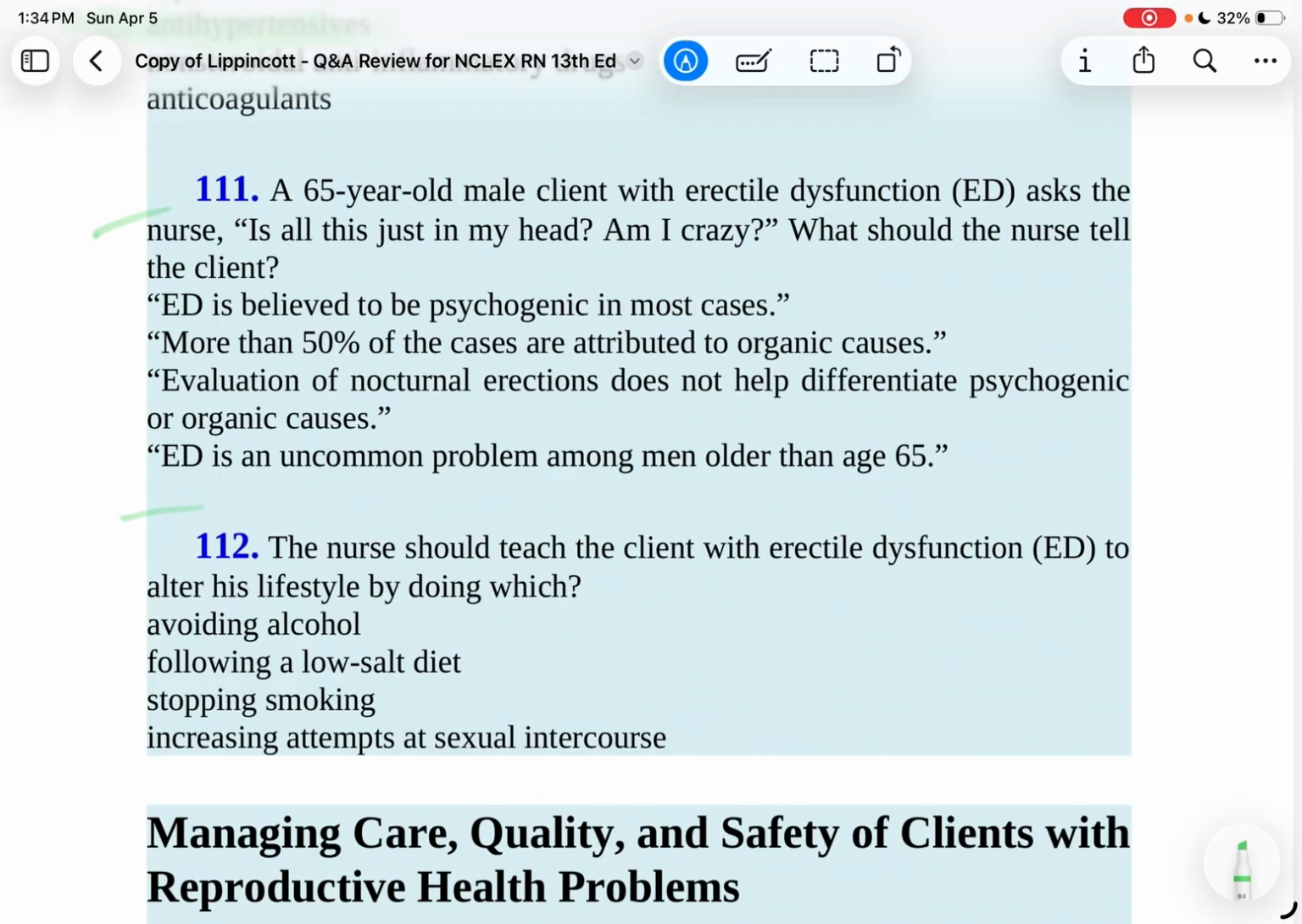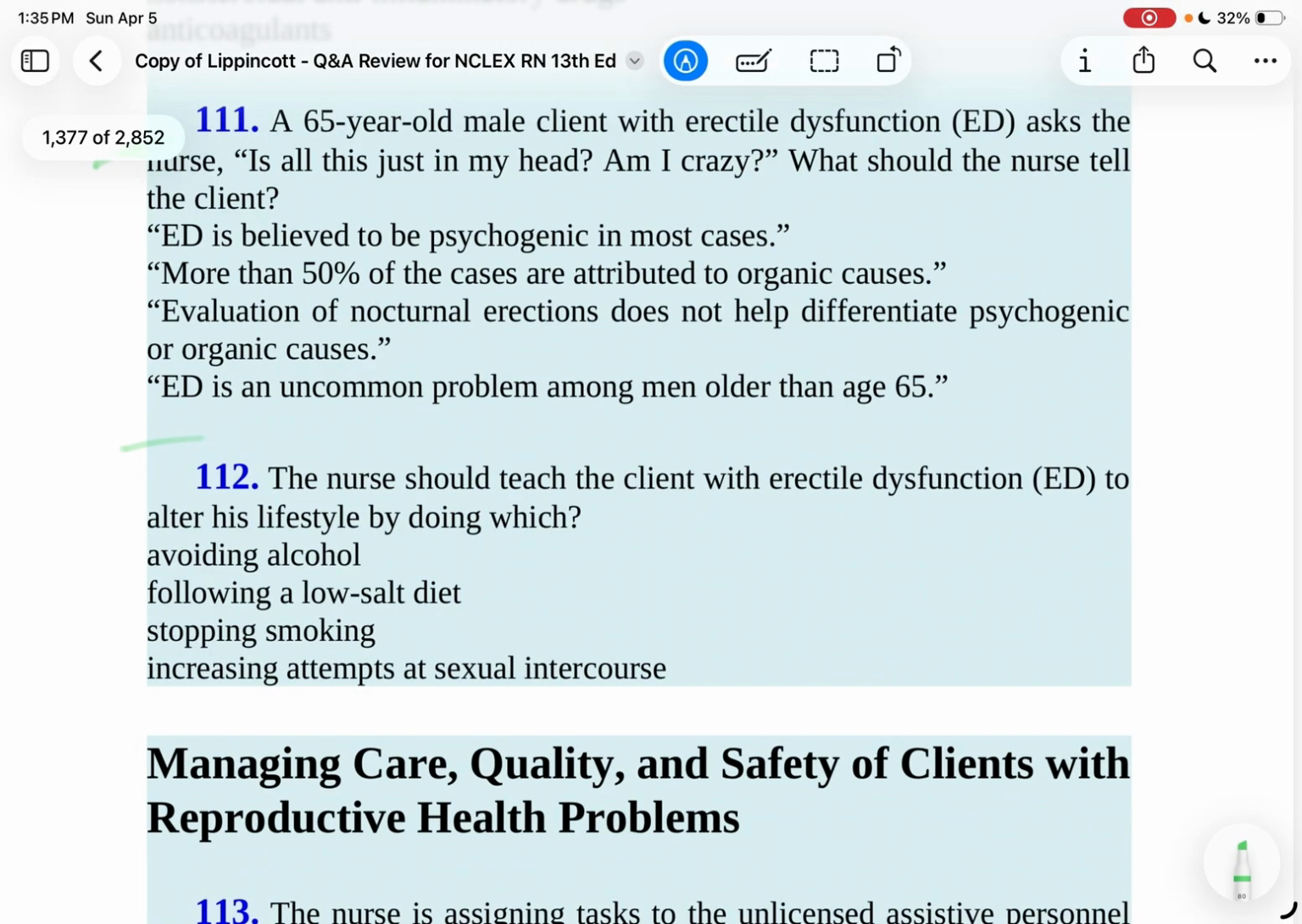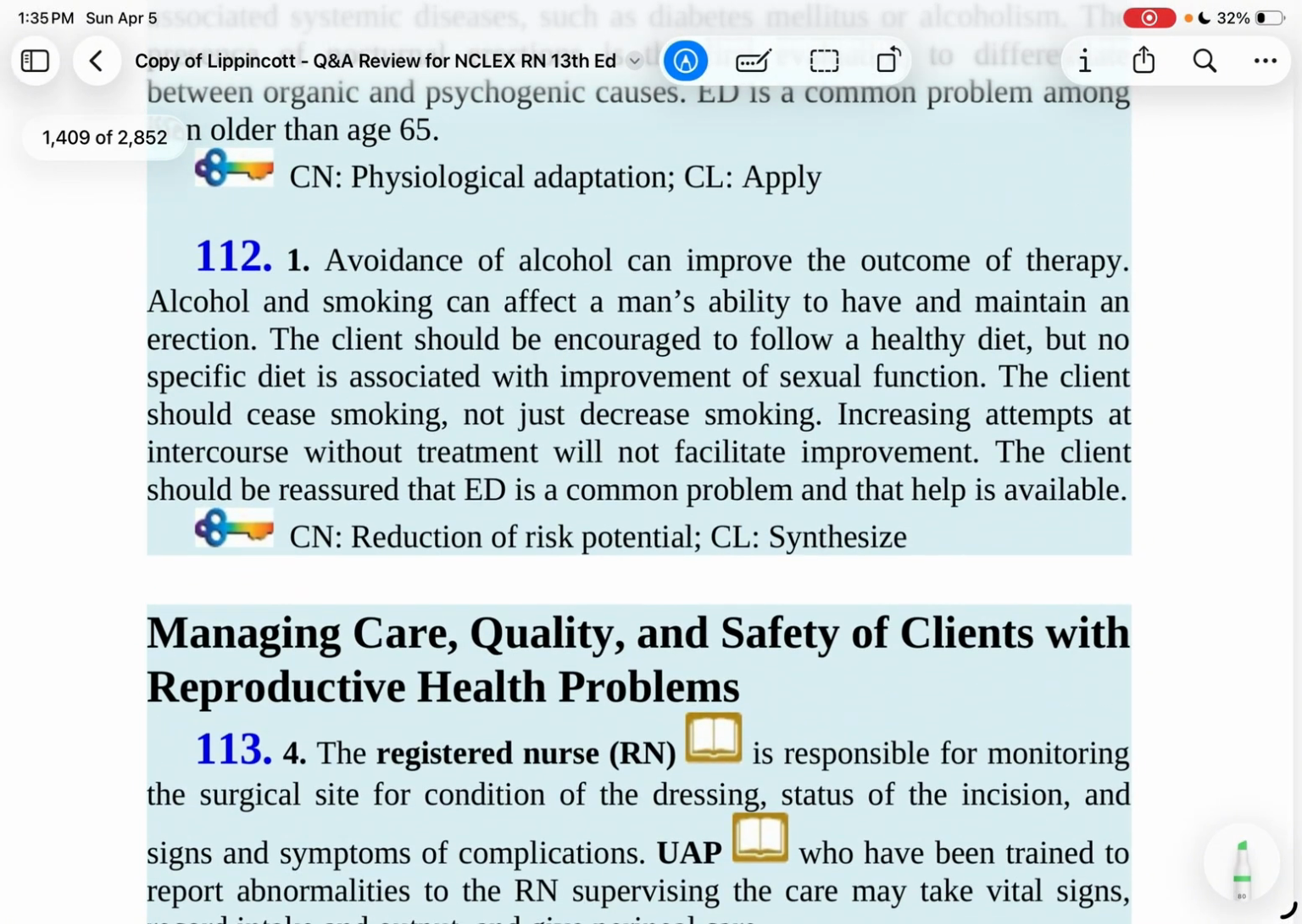Erectile dysfunction is multifactorial in origin. Teach the client with erectile dysfunction to alter his lifestyle by doing which? Avoidance of alcohol can improve the outcome of therapy. So that's all.